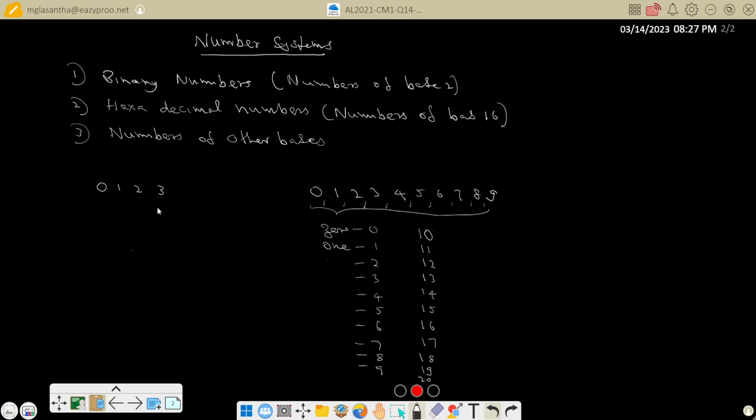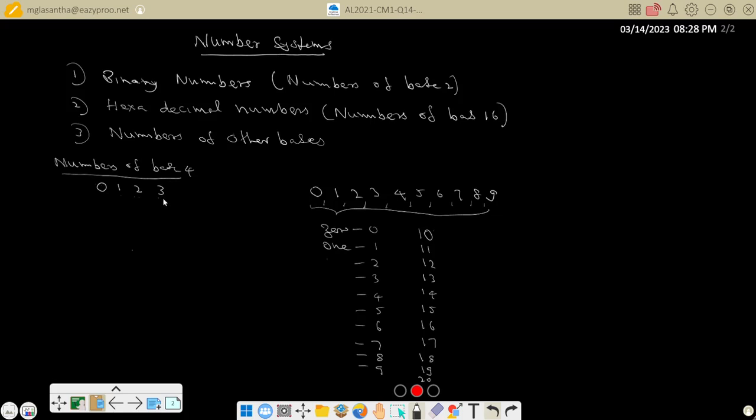Then imagine you are writing numbers of base 4. How many symbols are required? Only 4 symbols: 0, 1, 2, 3. Imagine you do not know any symbols other than these 4.